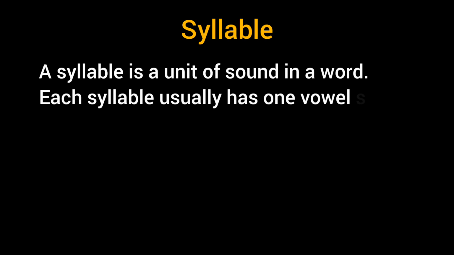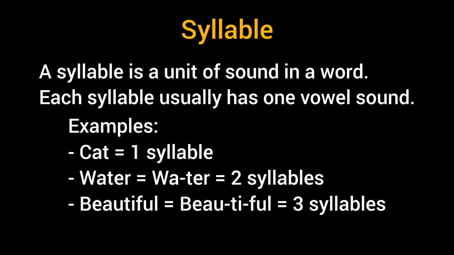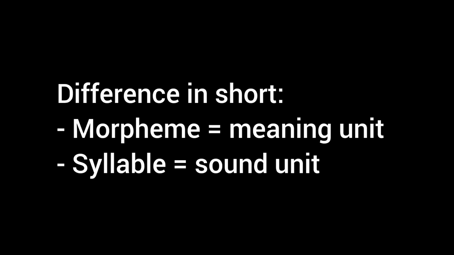Syllable. A syllable is a unit of sound in a word. Each syllable usually has 1 vowel sound. Examples: cat is 1 syllable, water is 2 syllables, beautiful is 3 syllables. Difference in short: morpheme equals meaning unit, syllable equals sound unit.